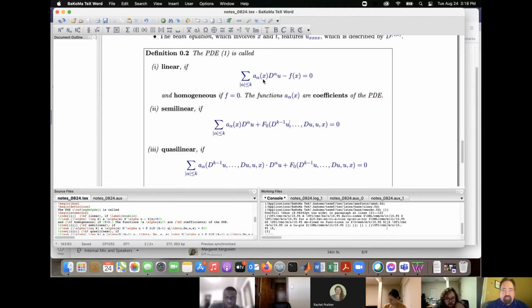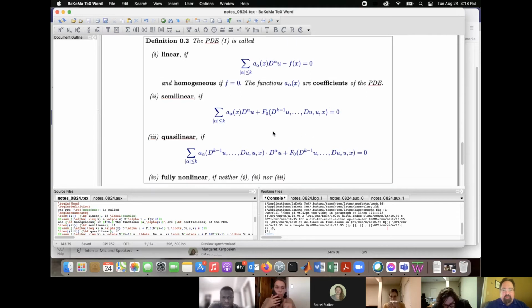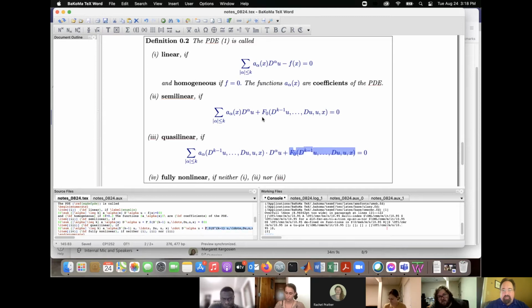So here is just a small deviation from linear PDE, in that this source term is more flexible. Here we get a little more flexible still, a PDE that is quasi-linear. This part is the same as in the semi-linear case. Here, the coefficients are now allowed to depend on u and its derivatives, again, up to order k minus 1.